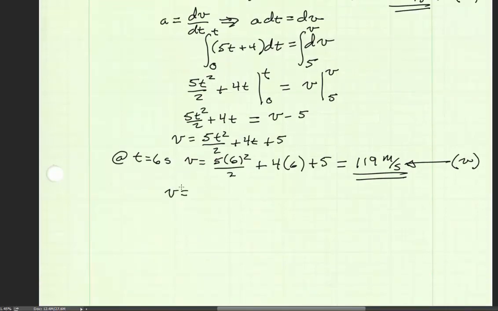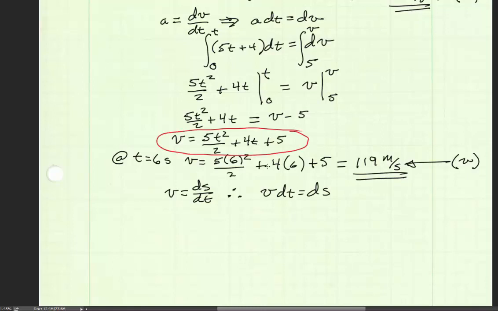Well, velocity is equal to ds dt. Therefore, v dt is equal to ds. And substituting my velocity function that I got up here, that's a function of time, substituting that in for my velocity here, then I will get 5t squared over 2 plus 4t plus 5 dt is equal to ds. Then I can integrate both sides.